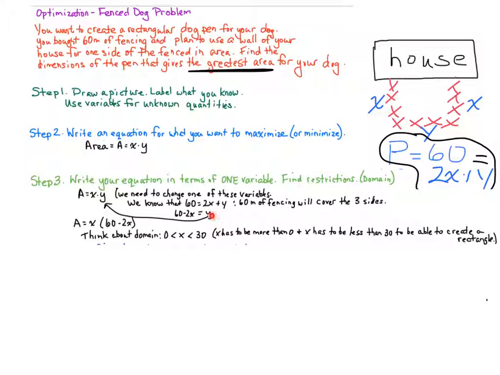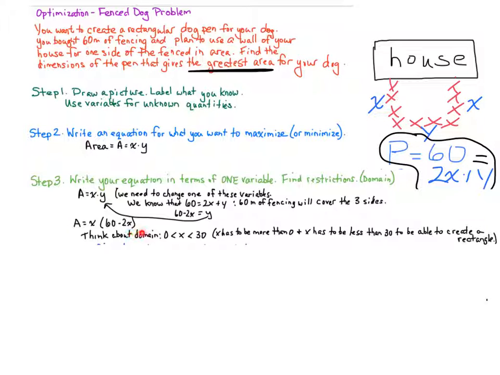I can now substitute this right in here for y, and now area will be equal to just x times 60 minus 2x. But always remember to think about the domain. Think about what x is. If x represents this side of the house, what's the least amount of x I could have? In this case, x has to be greater than 0, else we wouldn't have any depth to our fencing area. And what's the most x could be? Well, if x is more than 30, we won't have any fencing material left. So remember here, x is between 0 and 30.